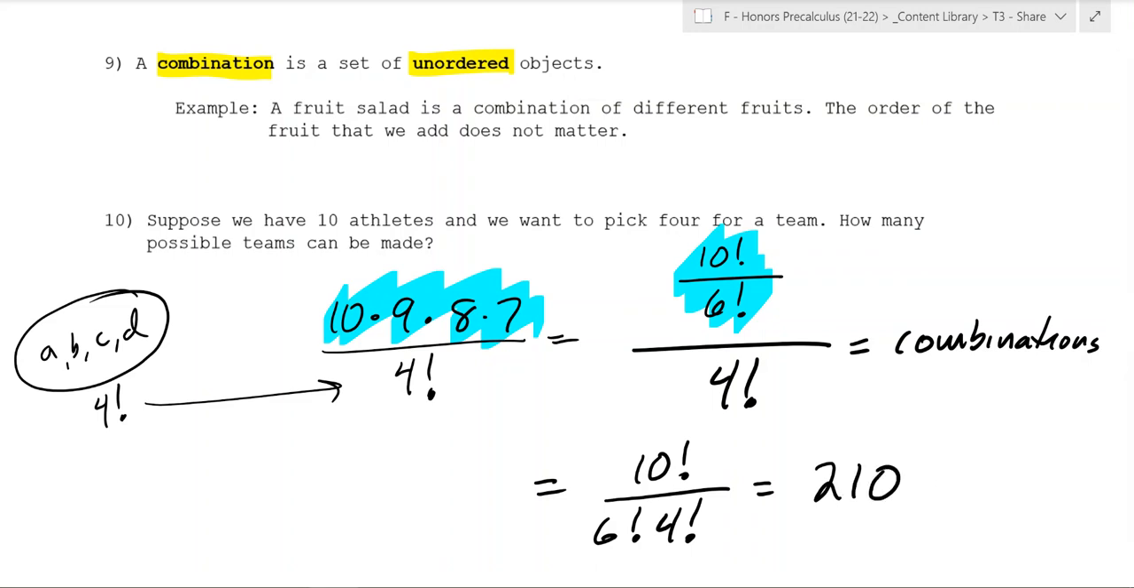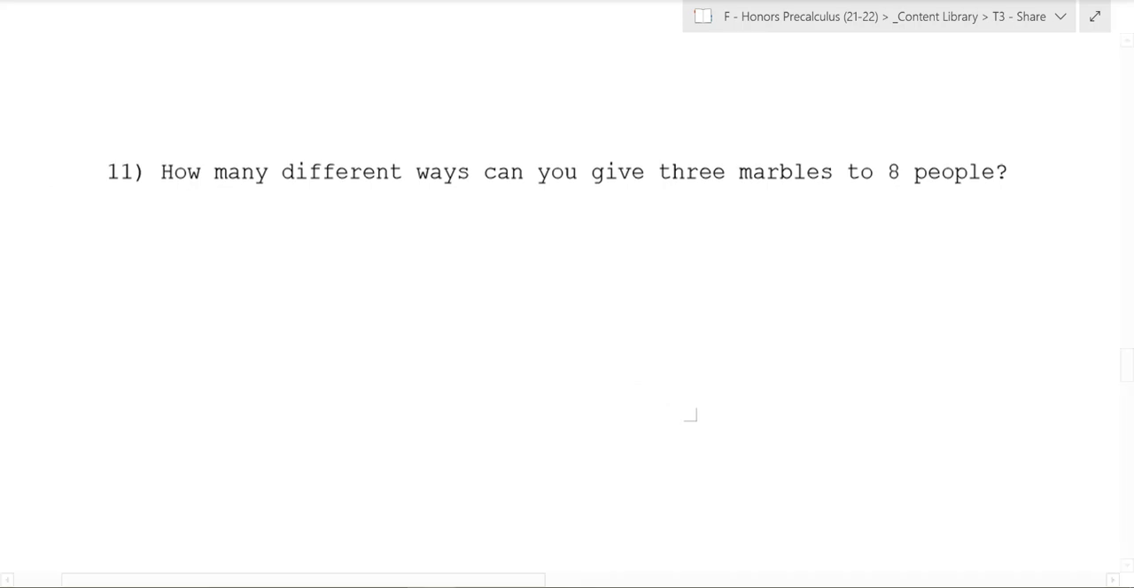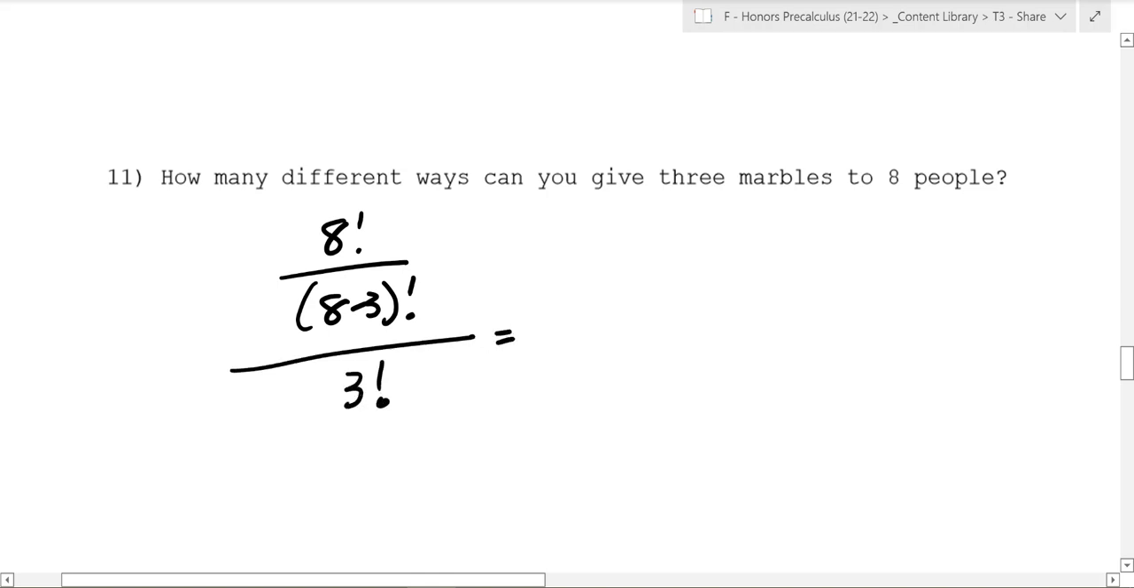Now combinations are going to be much smaller than permutations because 4 factorial is 24. So in this case, if order mattered, this would be 24 times larger. But the key thing to remember here is in permutations order matters, but in combinations it doesn't. So how many different ways can you give 3 marbles to 8 people? Well, that's going to be 8 factorial over 8 minus 3 factorial, and that would be the permutation, meaning if order matters, but it doesn't, so you divide by 3 factorial, and this simplifies to 8 factorial over 5 factorial, 3 factorial, and that's 56.